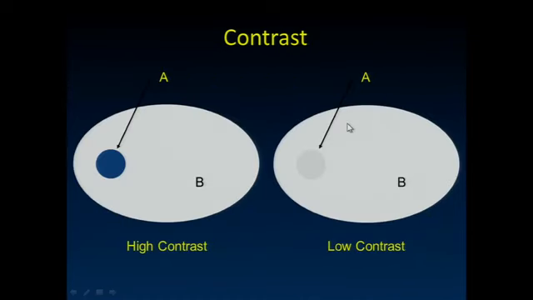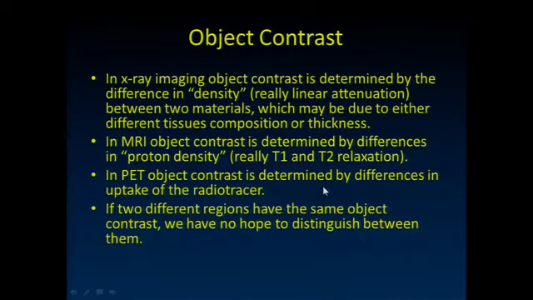But conceptually, this is what I want you to understand. This is a high contrast image where there's a big difference between the area of interest and the background. And this is a low contrast image, whether this is a radiograph, an MR, or a nuclear medicine study. What is object contrast?